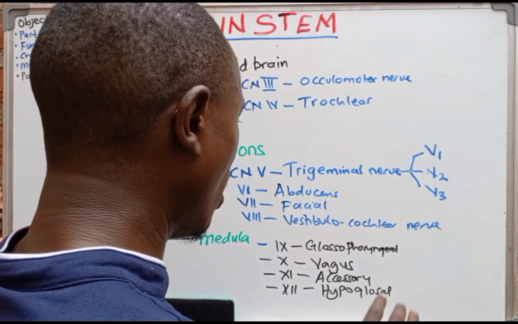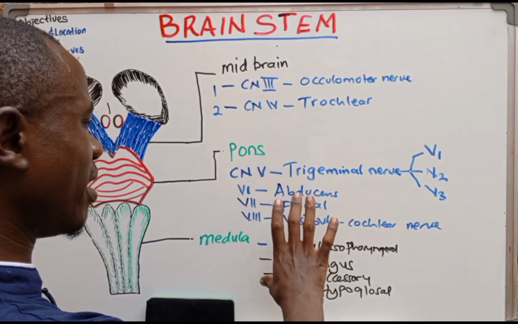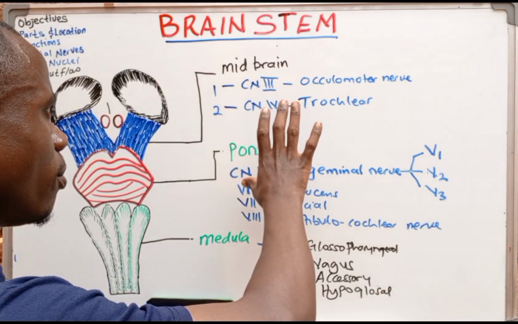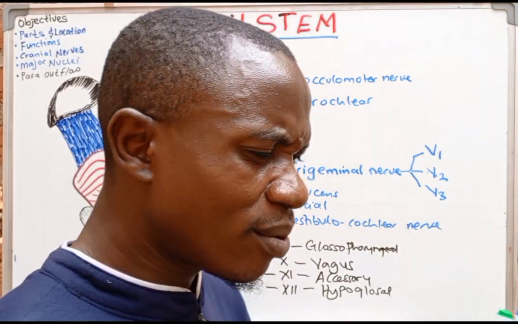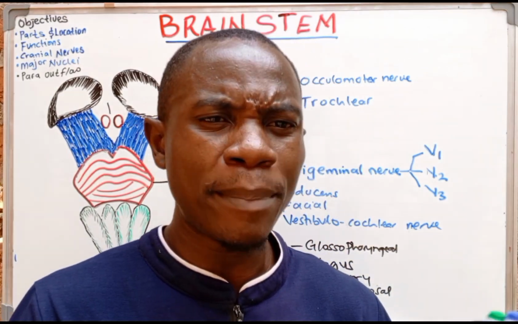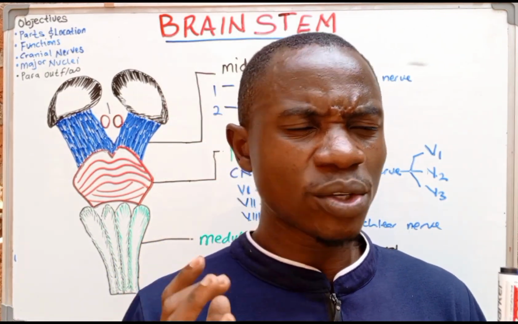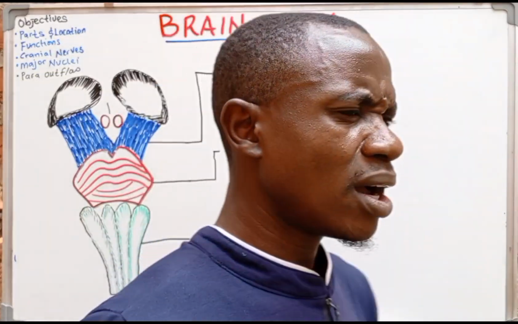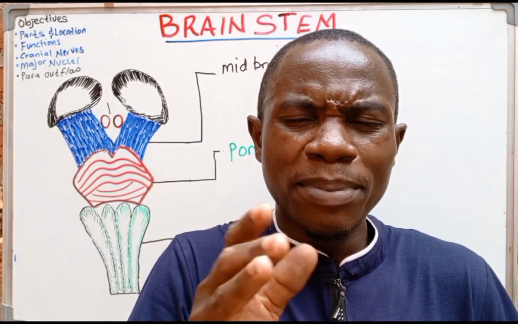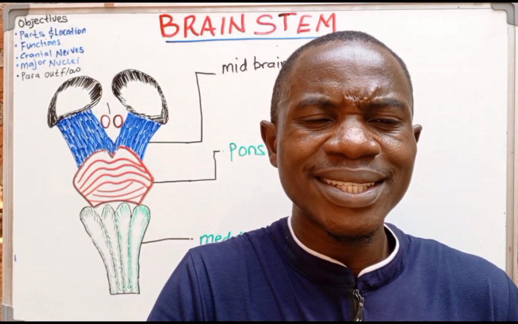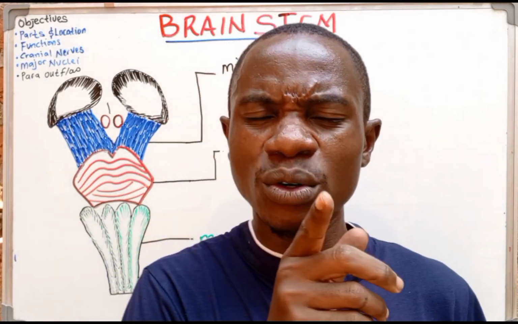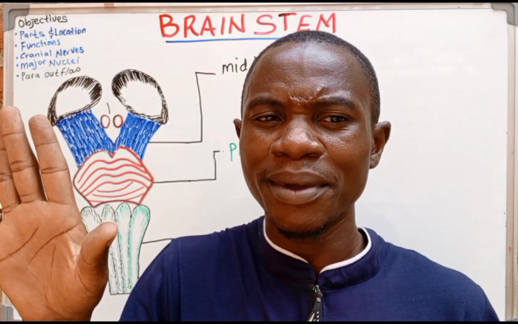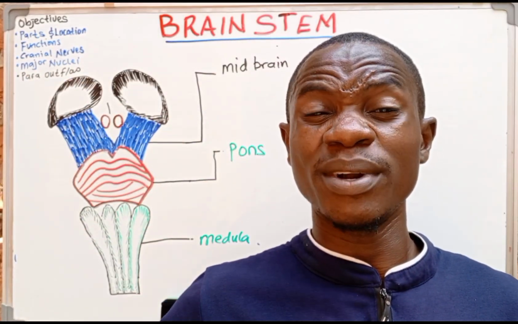Okay? Now, having looked at the different cranial nerves and those areas where they are coming out from on different parts of the brain stem, let's look at the parasympathetic outflow which is going to be coming from the brain stem. You know, the parasympathetic outflow, we call it craniosacral outflow. We have those parasympathetic fibers which are going to be coming from the brainstem, and also those which are going to be coming from the sacral region.